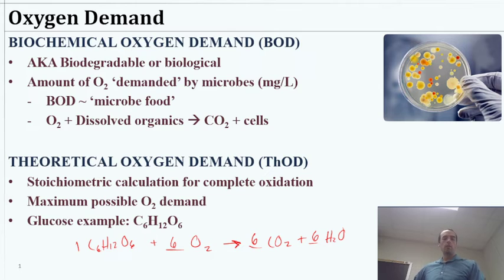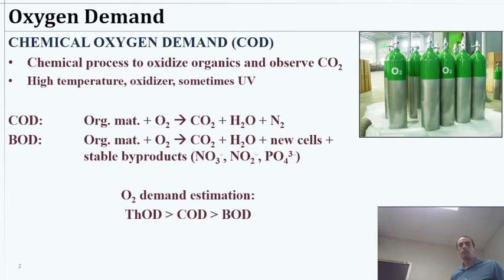So you never quite know. The theoretical can be useful, can give us some understanding of the maximum oxygen that could be demanded, but it's that upper limit, okay? BOD is sort of the practical occurrence, and the theoretical is the upper limit. Somewhere in between is the chemical oxygen demand, and this is, I guess, an empirical way to try to measure the theoretical in some sense.